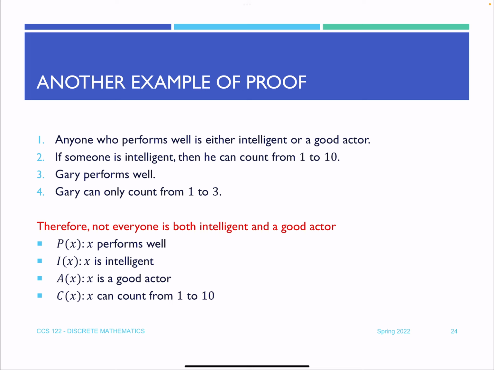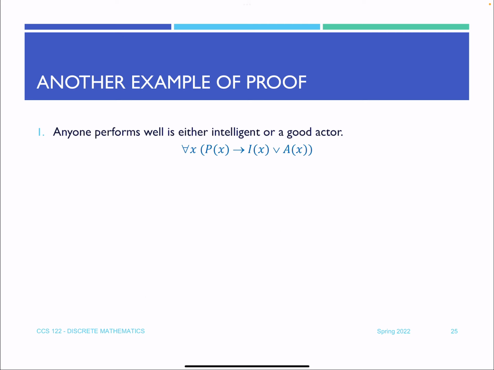So predicate P of x is x performs well. Predicate I of x is x is intelligent. Predicate A of x is x is a good actor. And predicate C of x is x can count from 1 to 10. Now the statement anyone who performs well is either intelligent or a good actor can be rewritten in predicate form like so. Anyone meaning everyone who performs well, if they perform well, is either intelligent or a good actor. That's a direct translation of this statement up here.